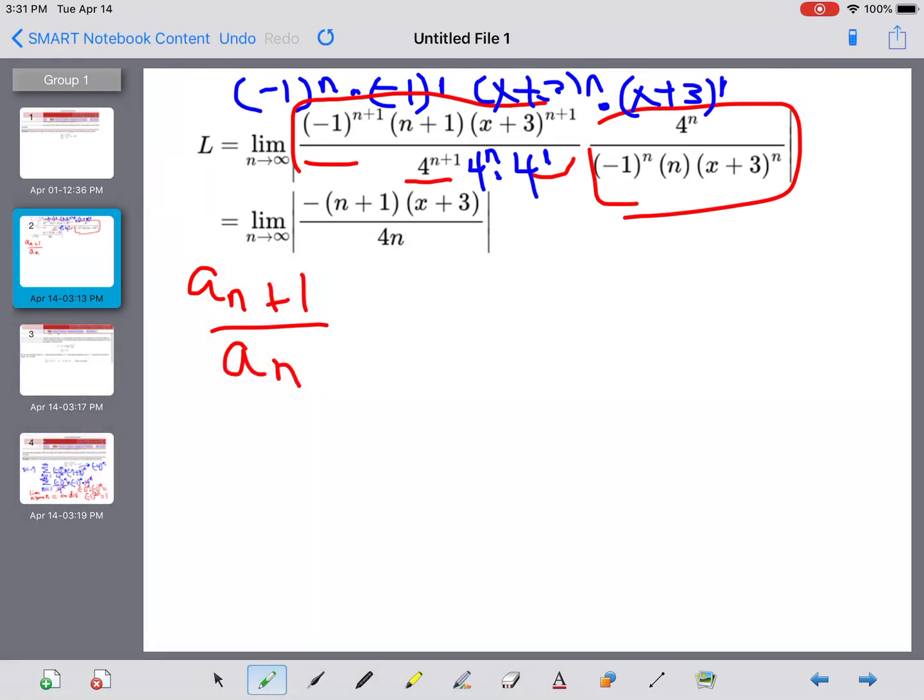So the 4 to the n's are gone. The (-1) to the n's are gone, as well as the (x plus 3) to the n powers. So we are left with (-1) to the first power, or just negative 1, times n plus 1, and just x plus 3. And that's all over 4, which is left, and just n. Now let's take the limit as n approaches infinity.